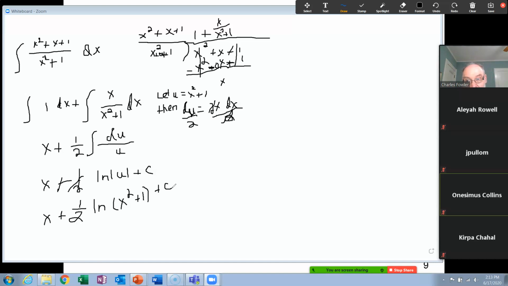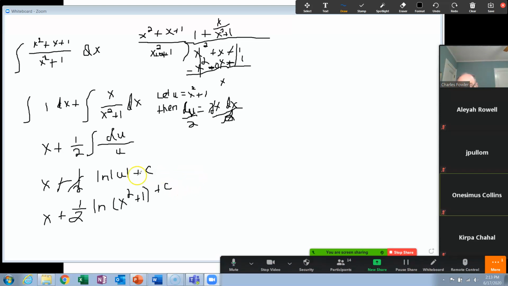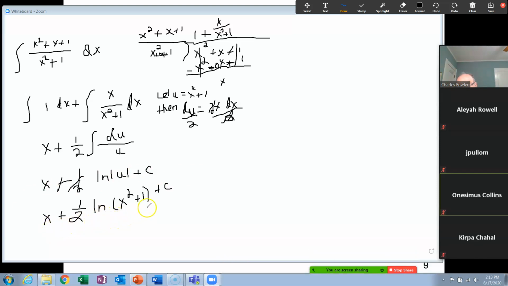Now, will this give us the same thing if you take a derivative of it? If you were to take a derivative of this, you get 1 plus 1/2 times 1 over x squared plus 1 times the 2x up here. The 2's cancel out. So 1 plus x over x squared plus 1, and then write that with common denominators and combine them together, you're going to get the same thing. And the derivative of c, of course, is 0.